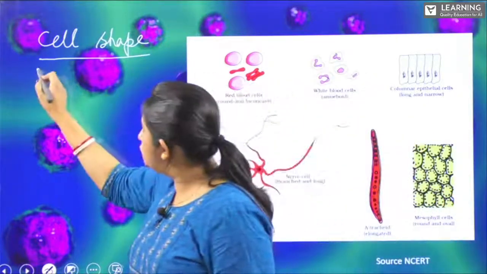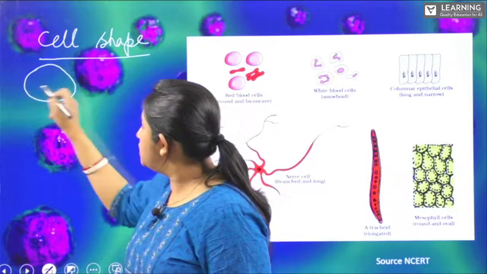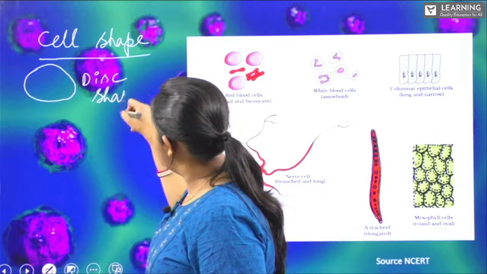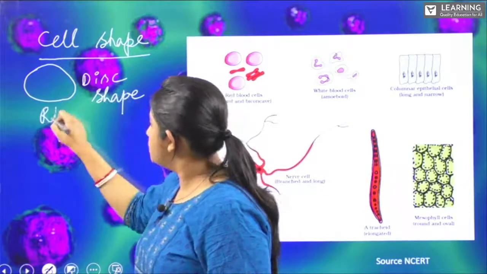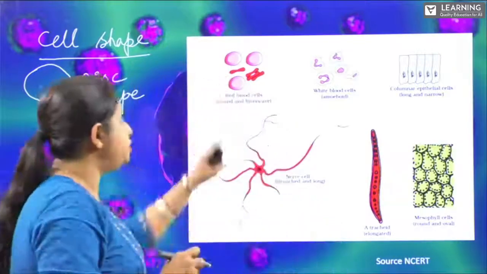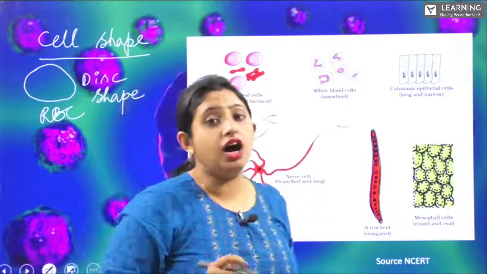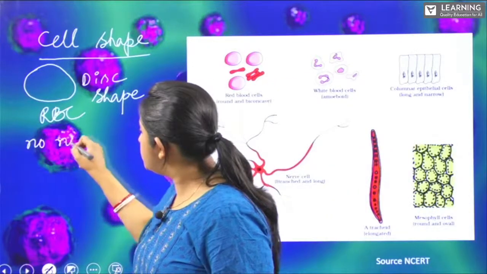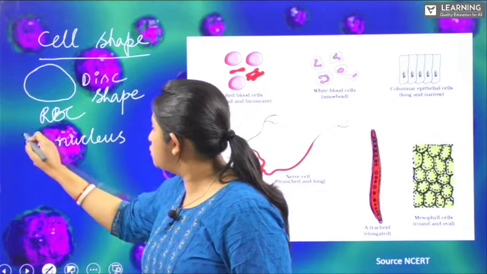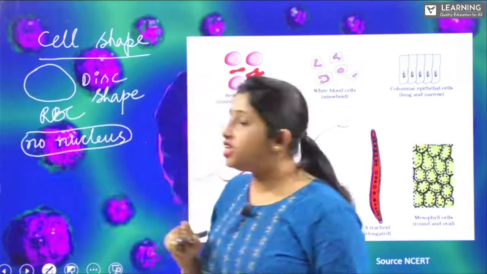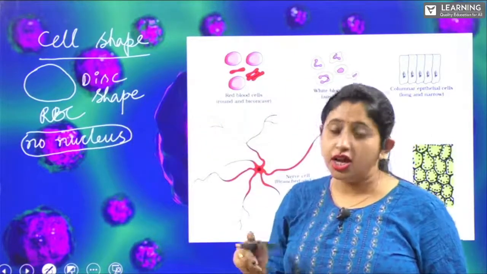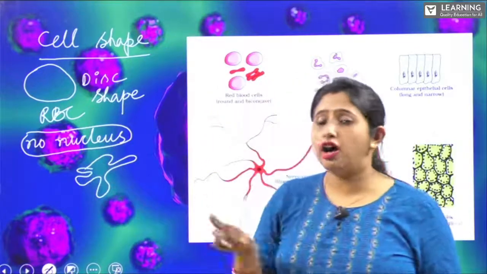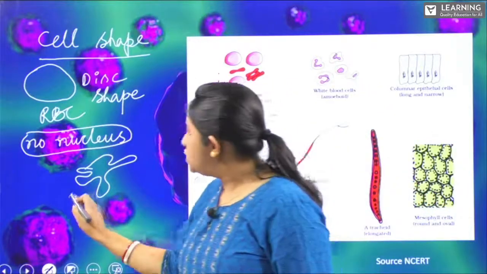The shape of the cell varies from one organism to another. In case of the WBC, it is generally disc shape. WBCs are not having a nucleus, so you will not find a nucleus in the WBC cells. The WBCs are generally shapeless. They do not have any proper shape.